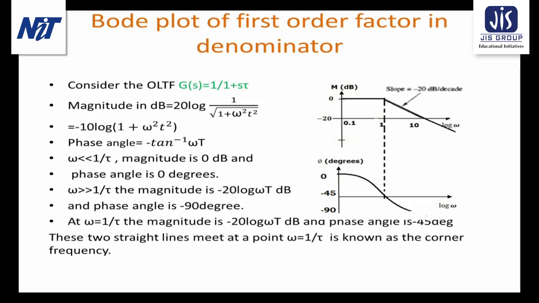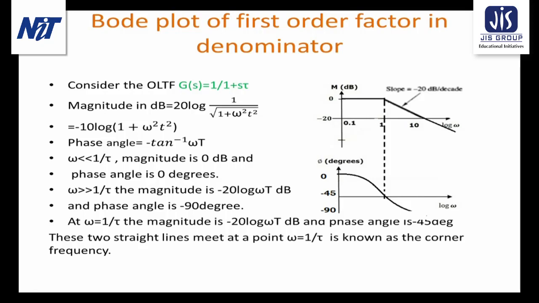That means at this point, omega equal to 1 by tau or omega t equal to 1, two straight lines meet, and this meeting point is known as the corner frequency of the system. Or we can say that from the corner frequency, the slope has changed. So this is the corner frequency, omega is equal to 1 by tau.